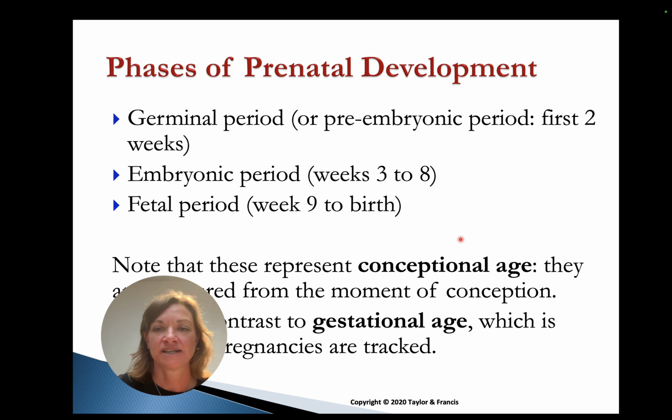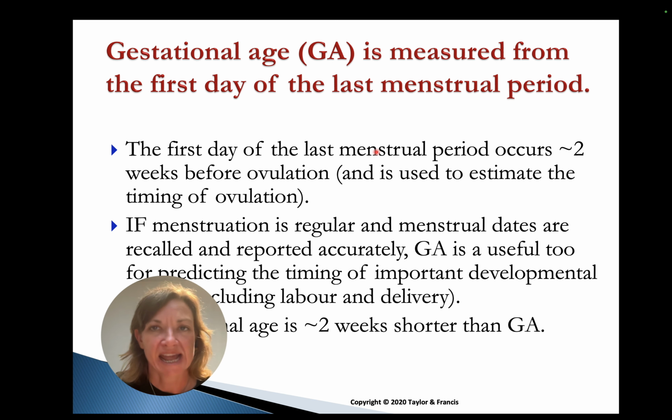Now, an important thing to note is that these represent conceptional ages. So they are measured from the moment of conception, when sperm meets egg. That is different from gestational age, which is how most pregnancies are tracked. So gestational age, or GA, this is often abbreviated, is measured from the first day of the last menstrual period. And this is used as the marker based on an average 28-day cycle, because on an average cycle, the first day of the last menstrual period is about 2 weeks before ovulation. So we use that to estimate the timing of ovulation and therefore of conception.